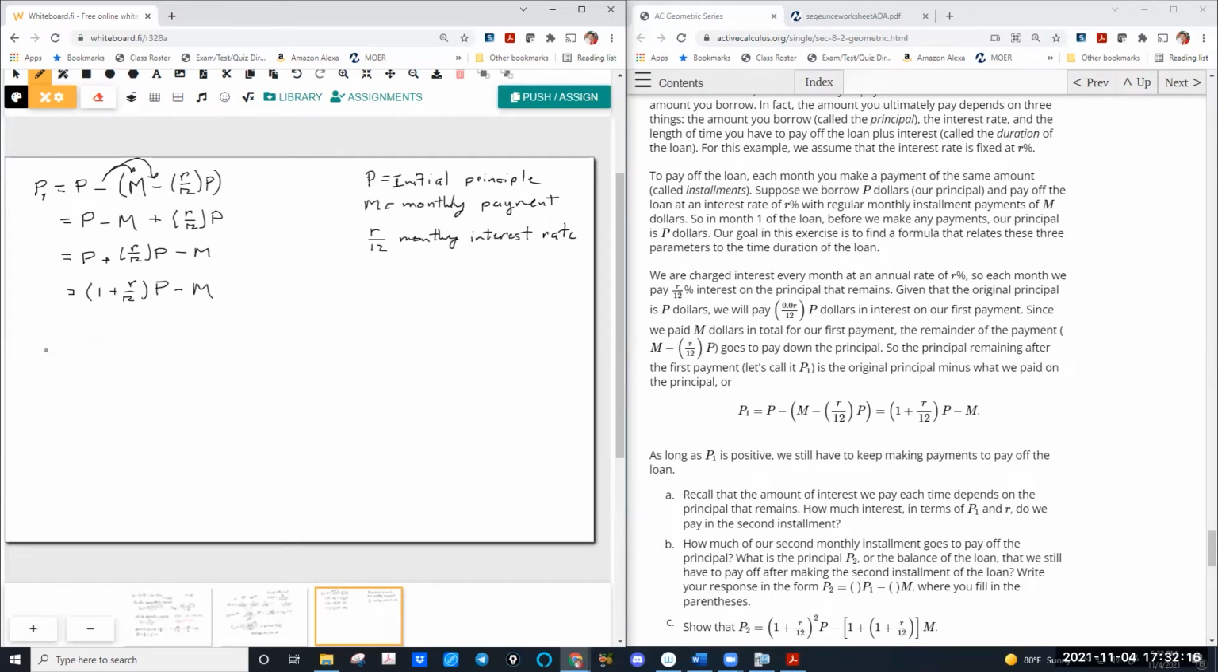Then, here's what's really cool about this. This is the pattern thing. The same thing is going to happen the second month. I'm not going to go through this. It's basically going to work out the same way.